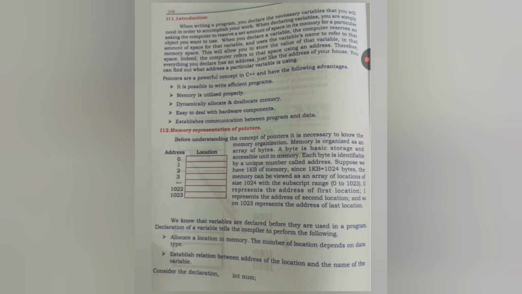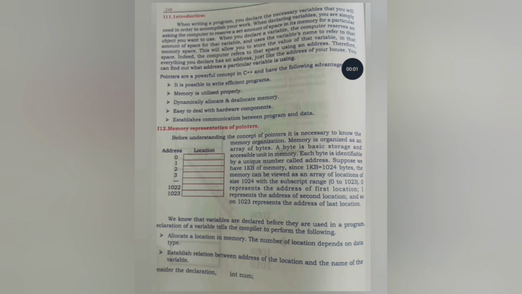So every variable has a name that is used in a program, and an address, a location in memory. The address is how the computer accesses the data, just like your house address. If you want to go to your friend's house, you need the address, and then you can easily identify the place. Similarly, the computer refers to that space using an address.